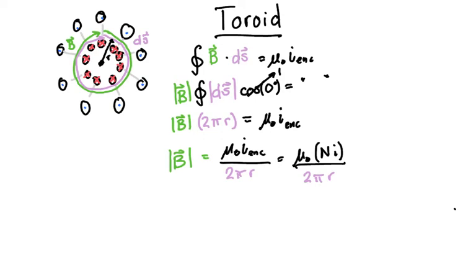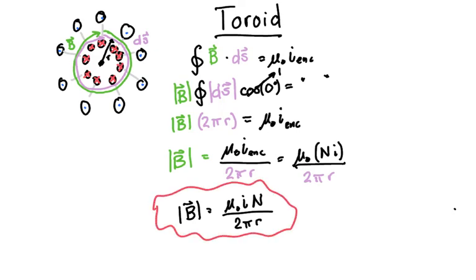Now as we put this into the form that's on our PRC, we have the strength of the magnetic field is equal to the permeability of free space times the current times the number of turns in our toroid divided by 2 pi times the distance from the center of the toroid that we are measuring the magnetic field. And there is our equation from the PRC derived from Ampere's law.